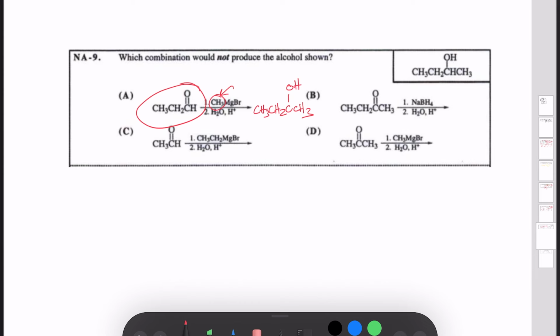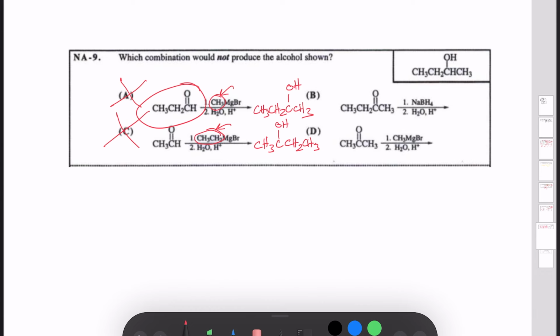Applying the same logic, we would end up with a product like this, because now we have an ethyl group, right? So to the right of this carbonyl carbon, I will write out an ethyl group. And if you compare these two final structures to the one in the box, you see that they're basically the same. So these two reactions would produce the alcohol, and that's not what we want, so A and C are out.